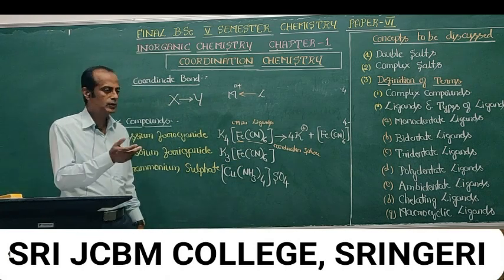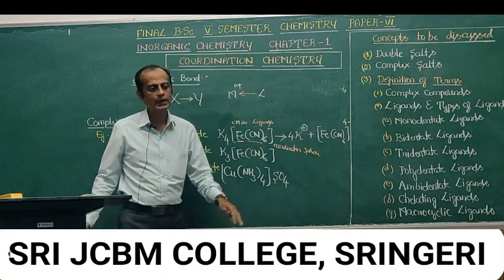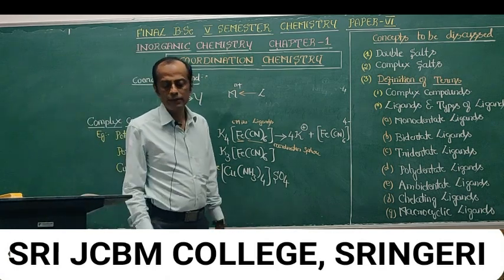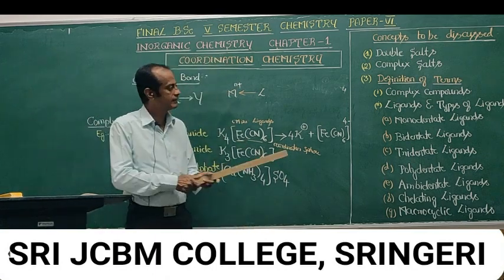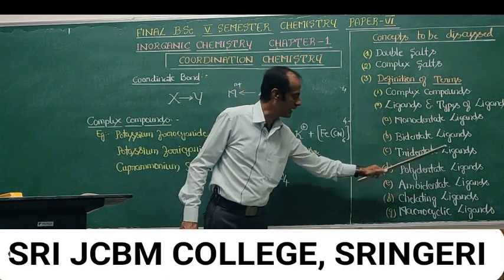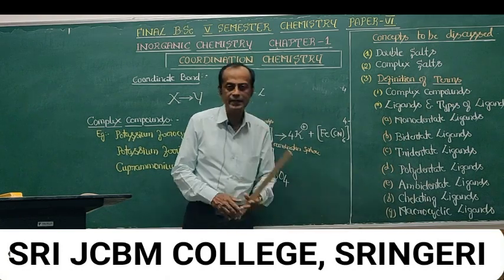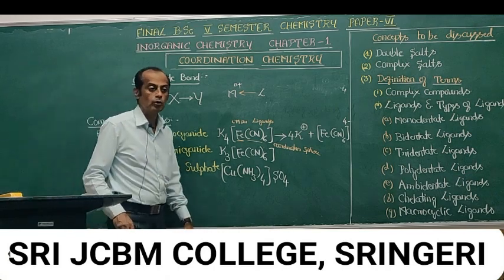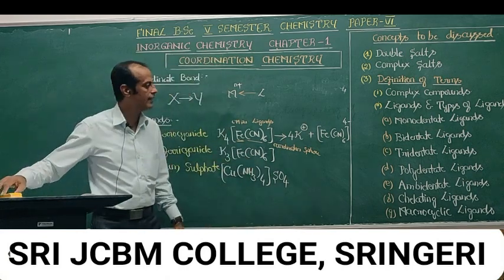Now we come to know that the basic function of the ligand during the formation of a complex compound is to donate pairs of electrons. So on the basis of the ability of a ligand to donate a number of electron pairs to the central metal ion, they are classified as monodentate ligands, bidentate ligands, tridentate ligands and polydentate ligands. They are considered on the basis of the ability of a ligand to donate a number of pairs of electrons to the central metal atom to form a number of coordinate bonds.